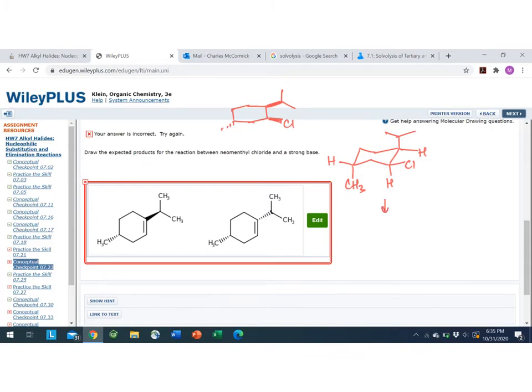Oops, we don't want that arrow. We want chair flip. So when we do that, the chlorine becomes axial, the isopropyl group becomes equatorial. We have our H's at this beta carbon. The methyl group is now equatorial.